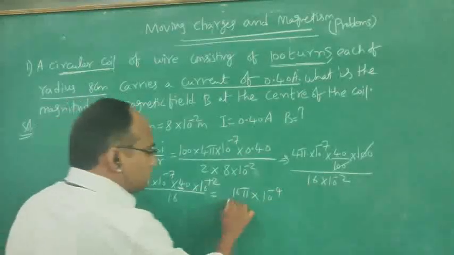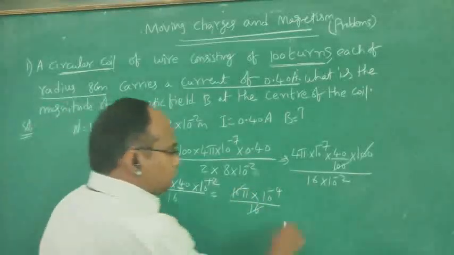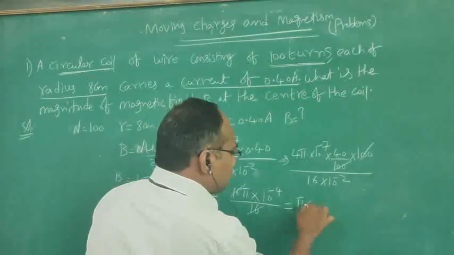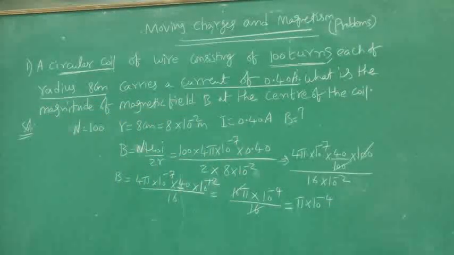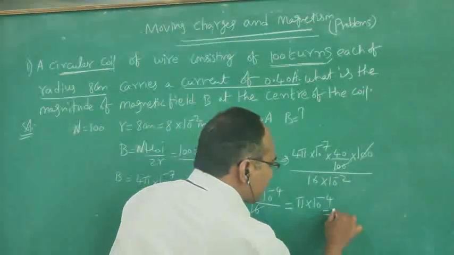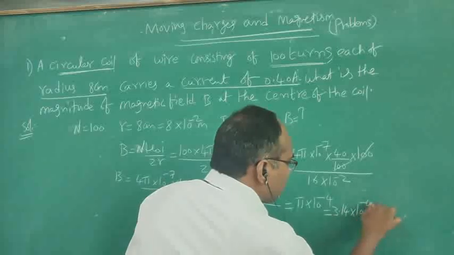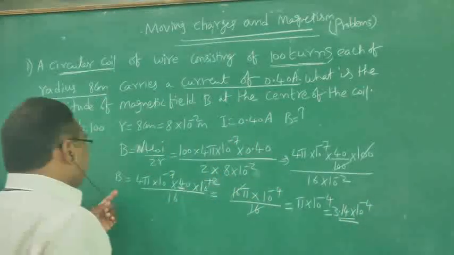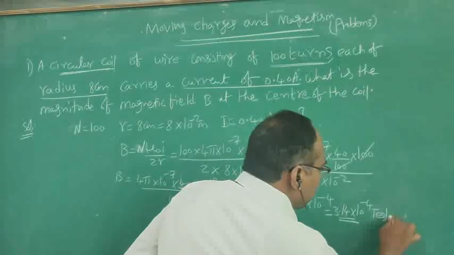Divided by 16. So 16 ones are 16. The value is pi into 10 to the power of minus 4. Pi value is 3.14, so 3.14 into 10 to the power of minus 4. And the unit of the magnitude is Tesla.